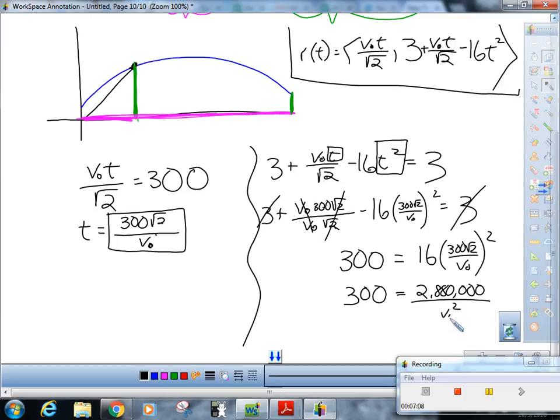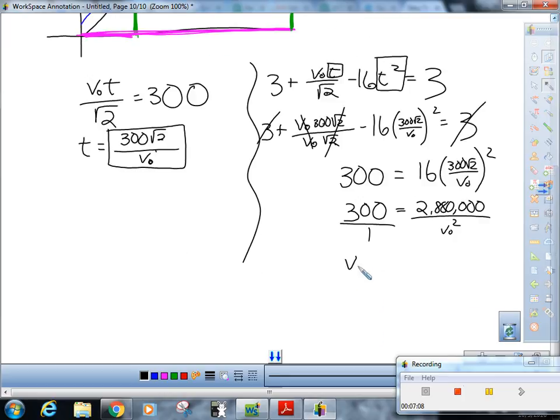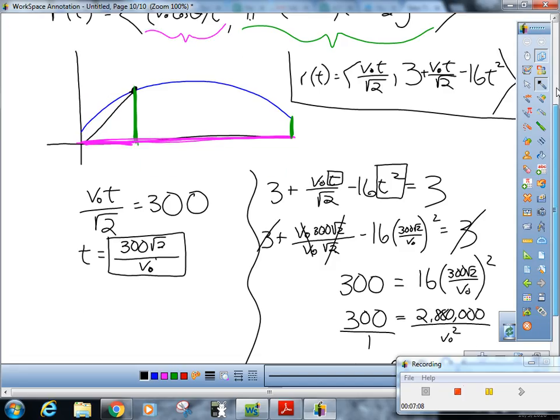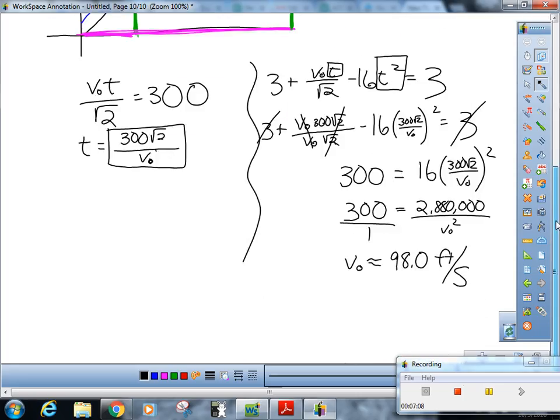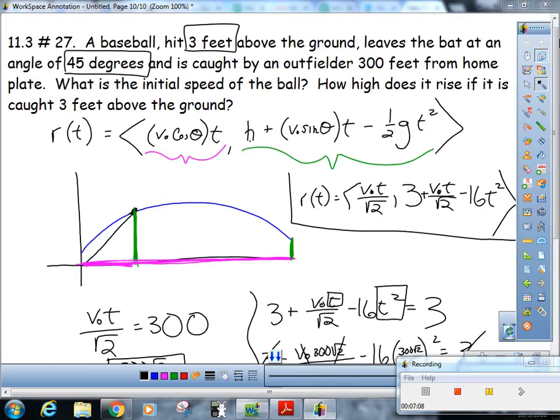over V0 squared. Cross multiply and divide, and you get V0 is about equal, let me scroll down a little bit. You get V0 is about equal to 98.0 feet per second. Okay, so there we've solved it for our initial velocity. And let's scroll back up to the problem and always keep in mind what we're being asked. What was the initial speed of the ball? 98 feet per second. Okay?